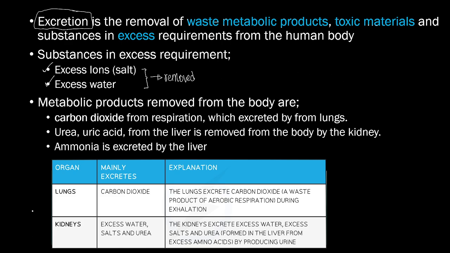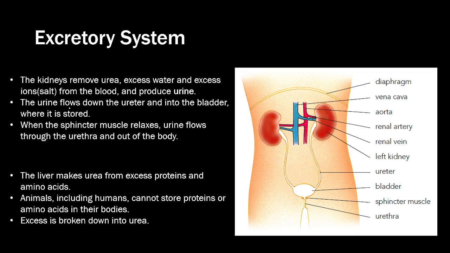With that, let's continue. Metabolic products removed from the body are carbon dioxide from respiration. You know, you take in oxygen and you give out carbon dioxide. So this is a waste metabolic product that is not required by the body. So that's also excretion. Then urea and uric acid from the liver are removed from the body by the kidney, and ammonia is excreted by the liver. We'll look at both of them, so don't worry.